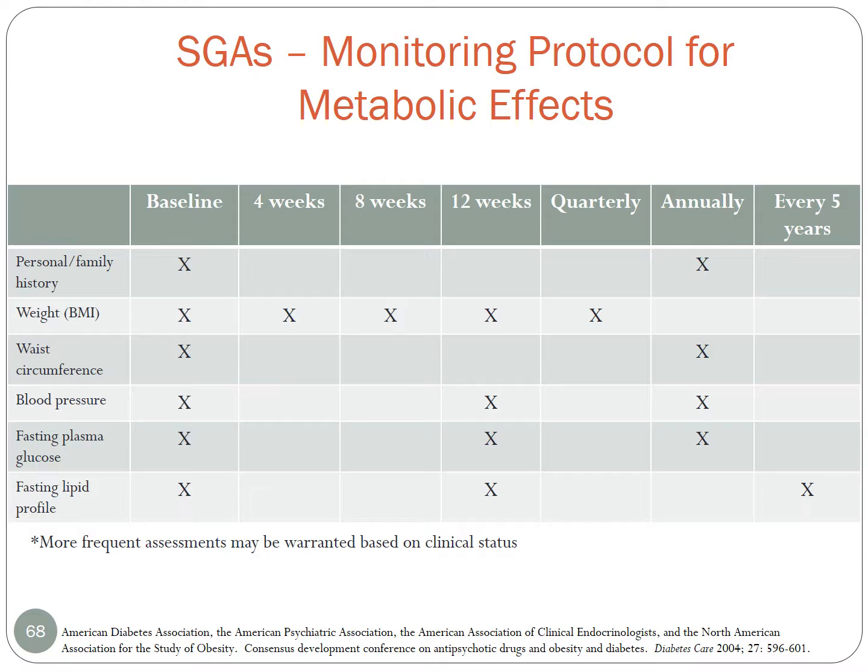From then on, for every 3 months that the patient is on the antipsychotic, they should have their weight rechecked. Annually, we'll want to recheck their waist circumference, blood pressure, and glucose, and then recheck lipids at least every 5 years or as clinically indicated. For most of our patients, we will recheck their cholesterol on an annual basis.